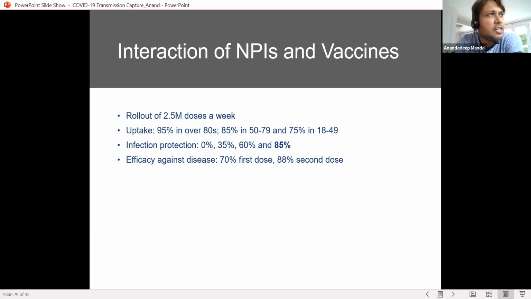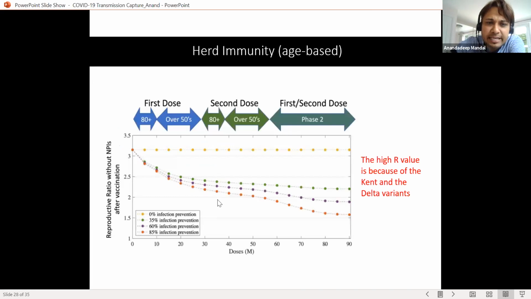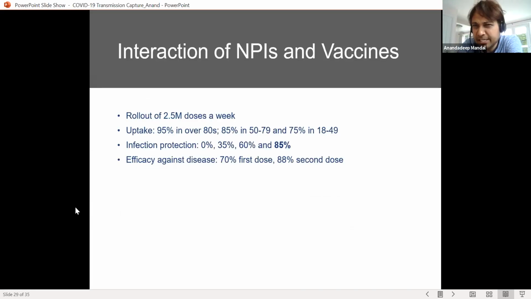And right now the vaccination for UK is going, I think, for 20 to 24. That means the above has almost got it, which is good. Infectious protections, we did the simulation. We still take it at 85%. That's why I've highlighted it, because that is what the Oxford group told us, which I also believe is true. And efficacy against disease is 70% first dose, 88% second dose.